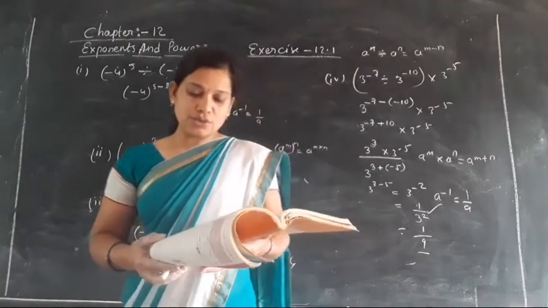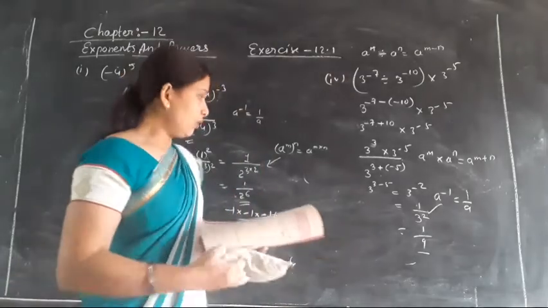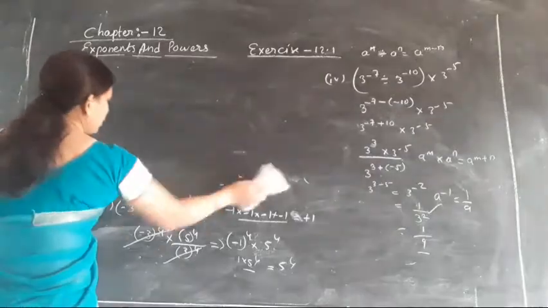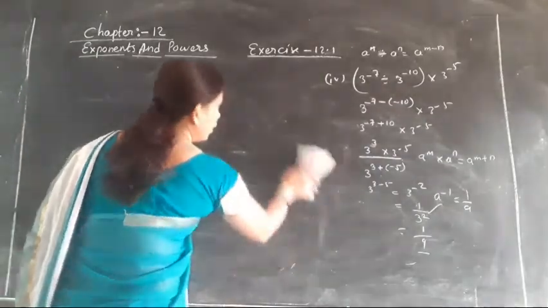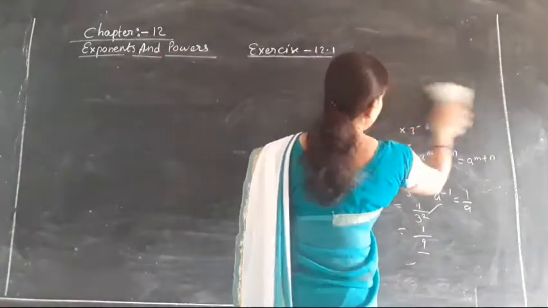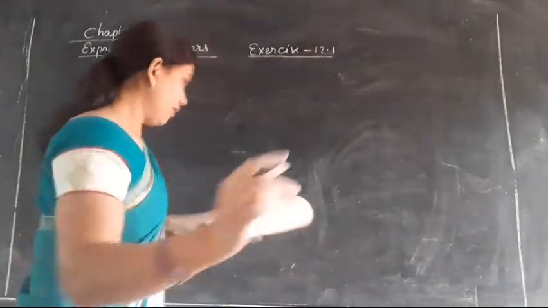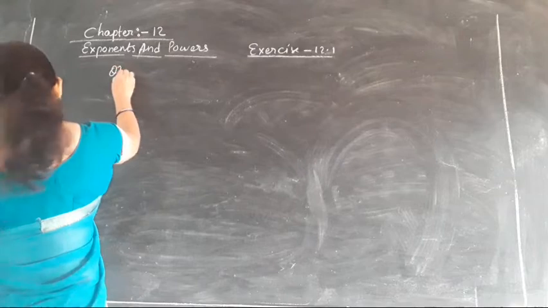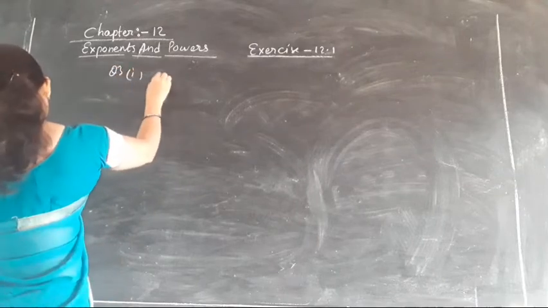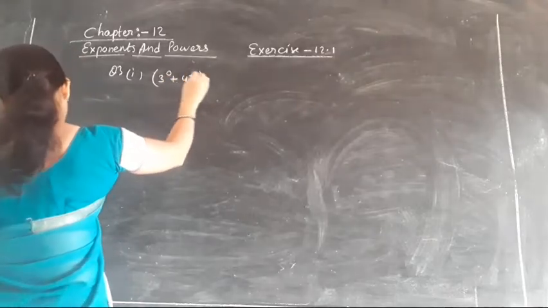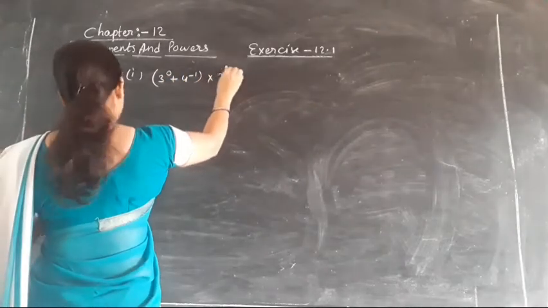Moving toward the next question, we are having find the values. So look at how to do the next question. We are having the next question as find the value. Moving toward question number 3. In question number 3, it is said to find the value of 3 to the power 0 plus 4 to the power minus 1 into 2 to the power 2 we are having.